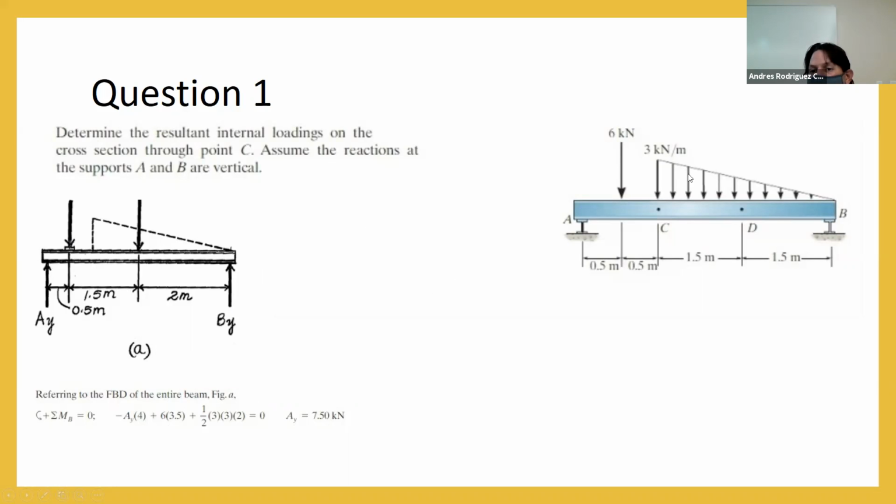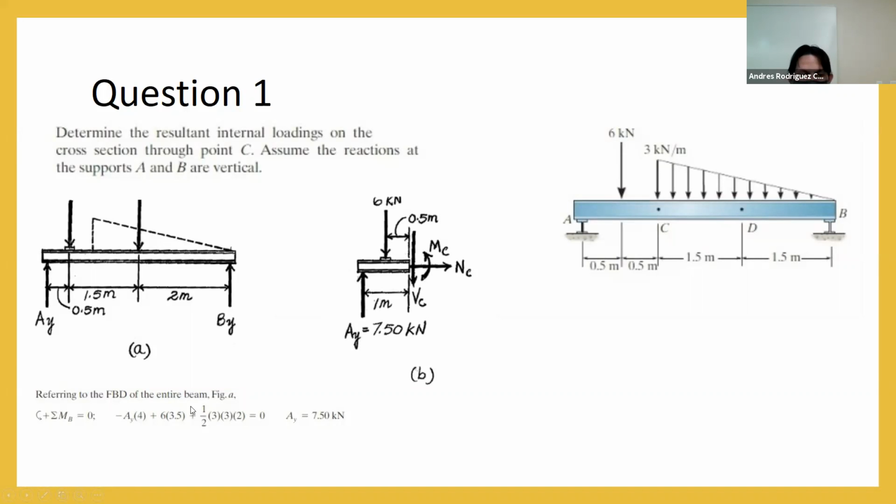And we have the triangle, whose area is applied at 2 divided by 3 of the base of the triangle. In this case, we have to apply the load here, which is 2 meters of distance between the load and the point B. The area of the triangle is 3 multiplied by 3 divided by 2. So we have the area of the triangle, and the distance between the force application and node B.